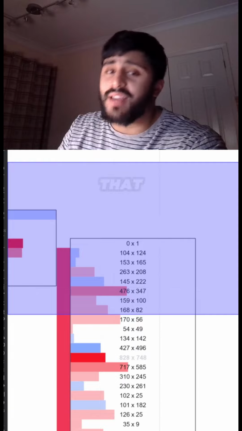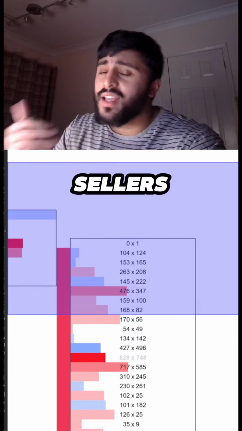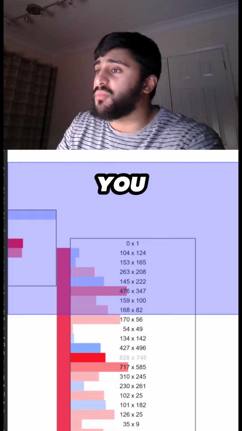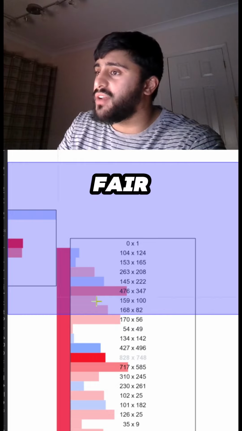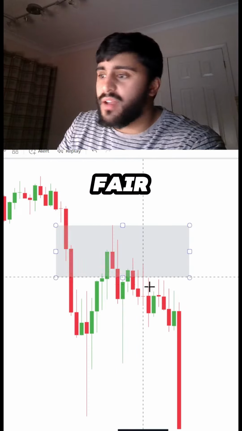So what this tells you is that there's a lot of aggressive sellers that are being rewarded because you see price break below this level, right? This fair value gap over here is the same as this fair value gap over here.